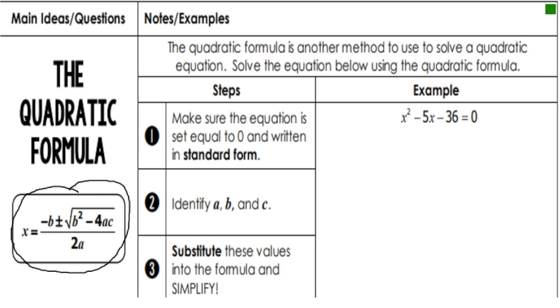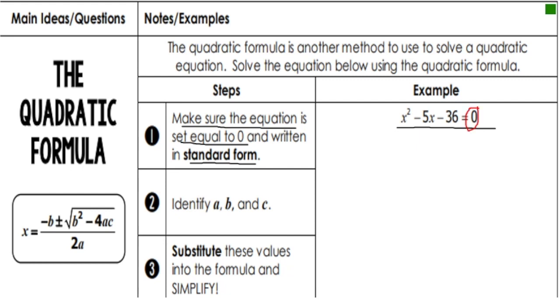In order to use the quadratic formula, you want to make sure the equation is set equal to 0 and written in standard form. This one is already set, as you can see. x squared minus 5x minus 36 is standard form, and it is equal to 0. Next, identify a, b, and c. Remember, these are the coefficients of the terms. In this case, a equals 1, because x squared has a hidden 1. b equals negative 5, and c equals negative 36.